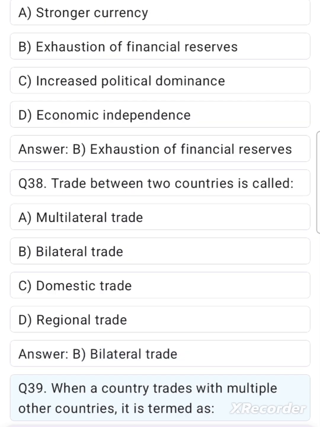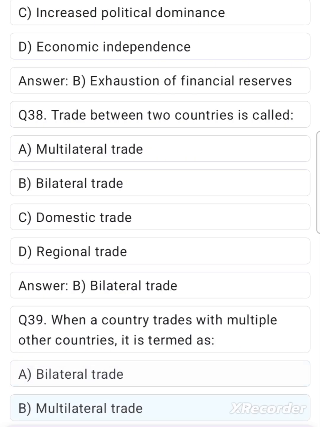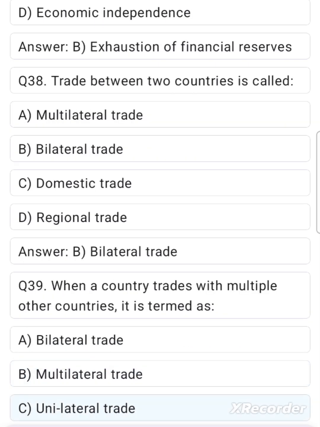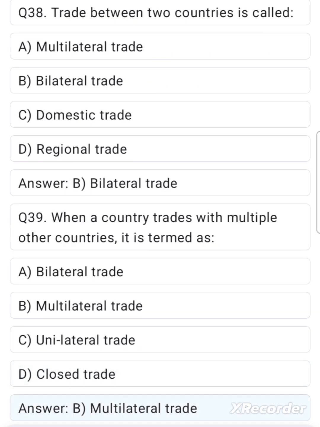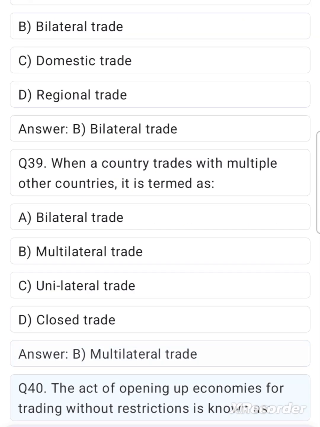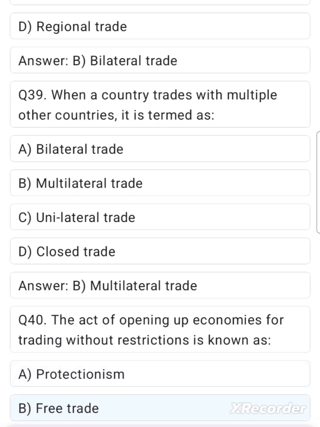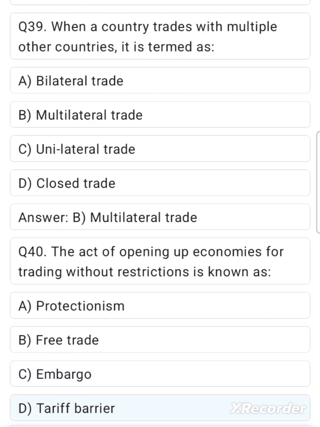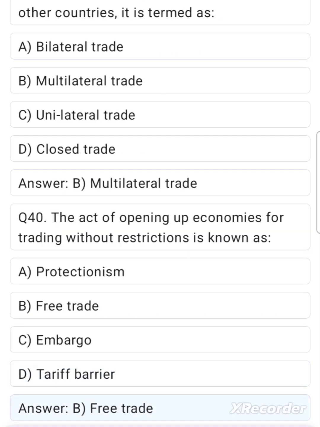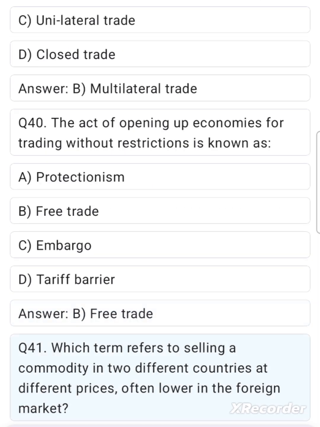Q39. When a country trades with multiple other countries, it is termed as A. Bilateral trade. B. Multilateral trade. C. Unilateral trade. D. Closed trade. Answer. B. Multilateral trade. Q40. The act of opening up economies for trading without restrictions is known as A. Protectionism. B. Free trade. C. Embargo. D. Tariff barrier. Answer. B. Free trade.